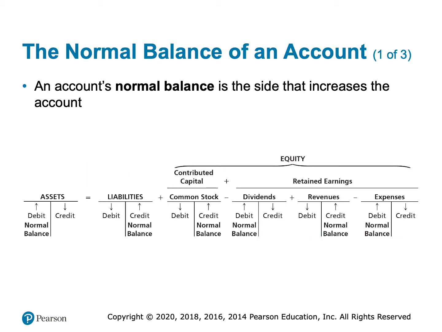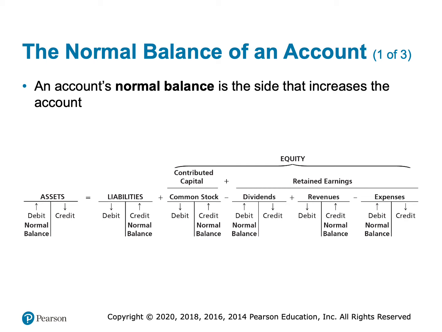Now, when we talk about what's called the normal balance of an account, that is simply the side that increases the account. So some accounts have a normal debit balance, meaning they get increased on the debit side and decreased on the credit side. And some accounts have a normal credit balance, meaning they get increased on the credit side and decreased on the debit side.